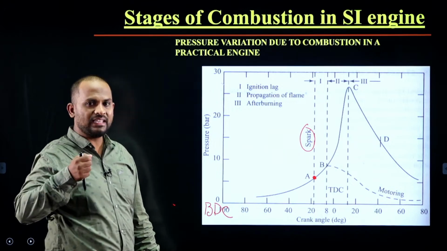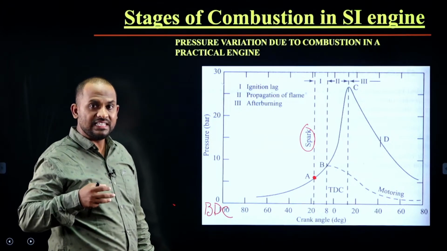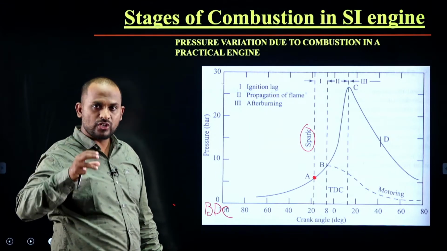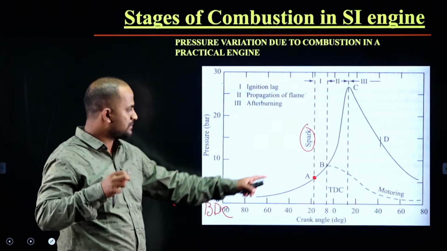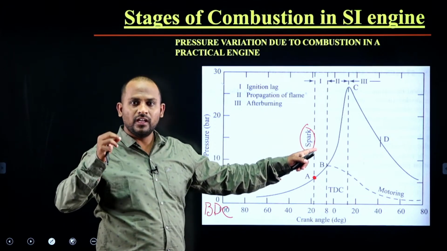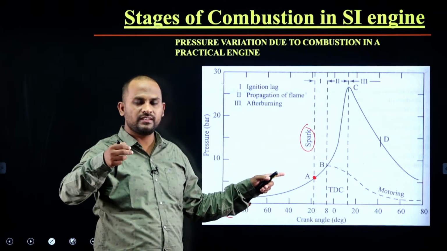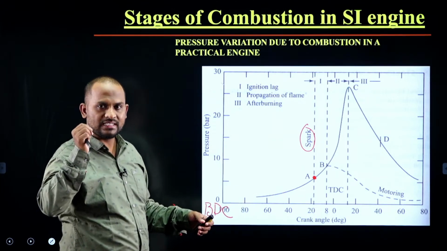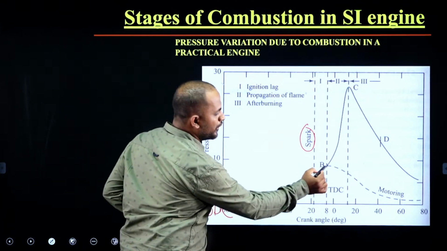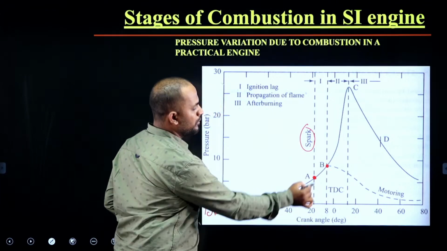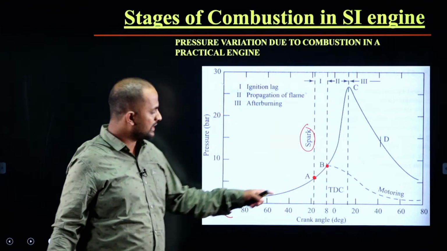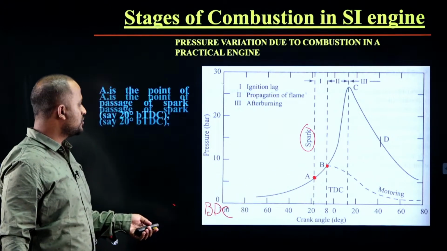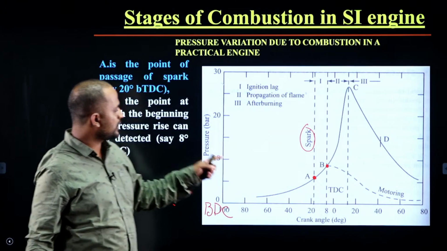Now when the spark is created, what happens inside the cylinder? Immediately the charge won't burn. The charge will take the heat from the spark and reach its self-ignition temperature. Then it will start exploding, that is burning. Where the particles start burning is point B. Now this A to B is stage 1.